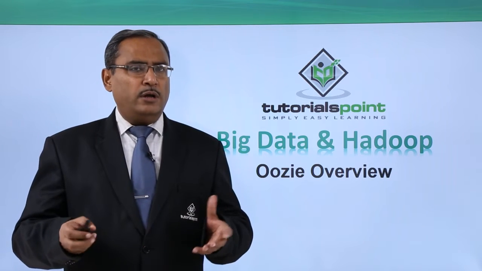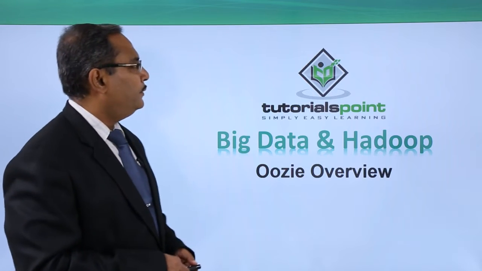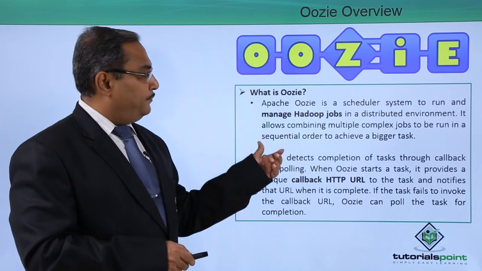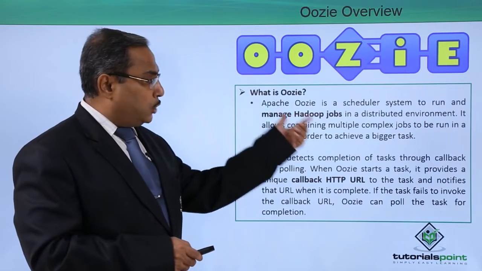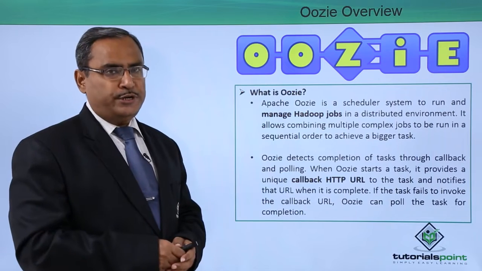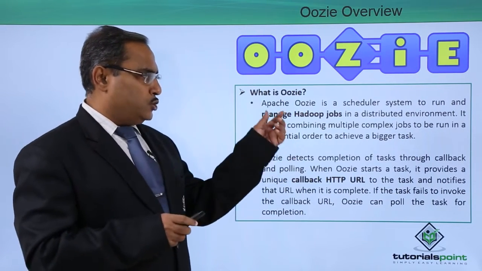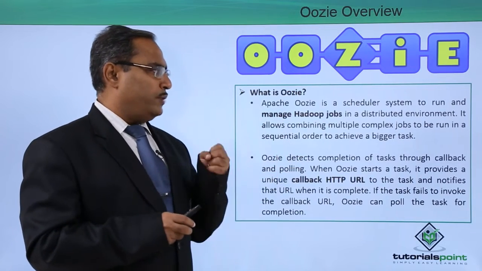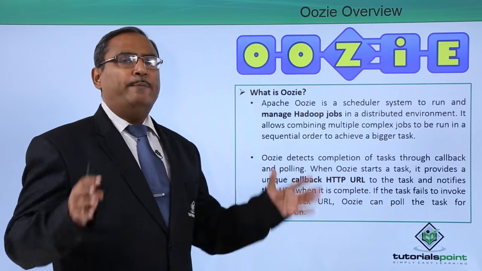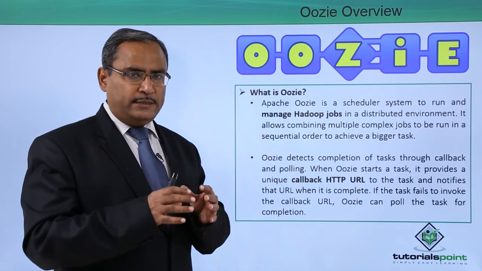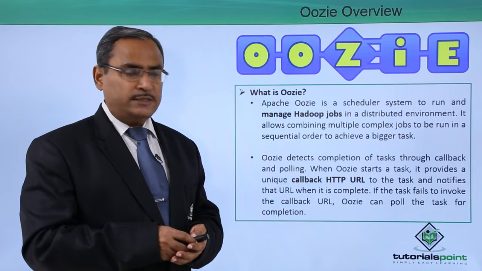So let us go for more detailing about this Oozie overview. So what is Oozie? Apache Oozie is a scheduler system to run and manage Hadoop jobs in one distributed environment. And it allows combining multiple complex jobs to run in a sequential order to achieve a bigger task. When multiple job scheduling is required, when multiple complex jobs are to be executed in Hadoop, then this particular Oozie will be treated as a scheduler system.